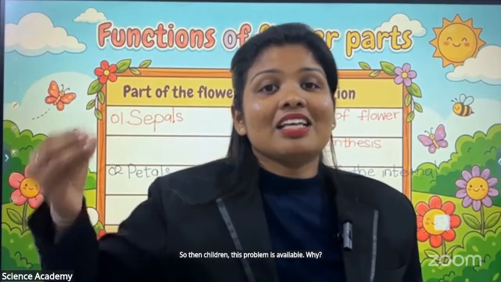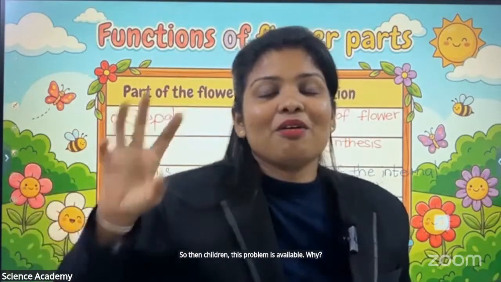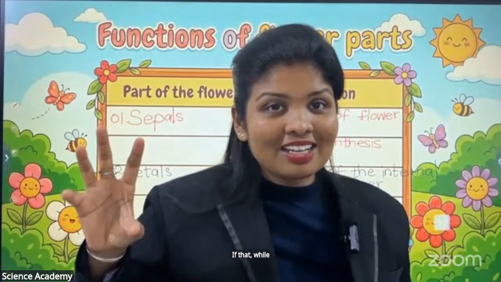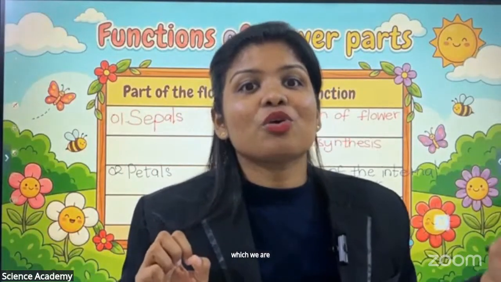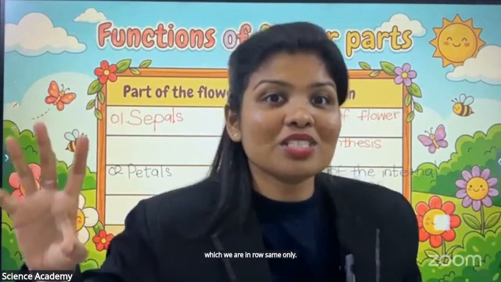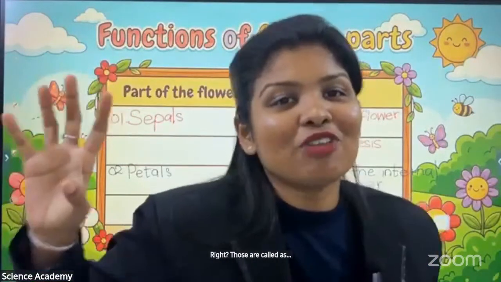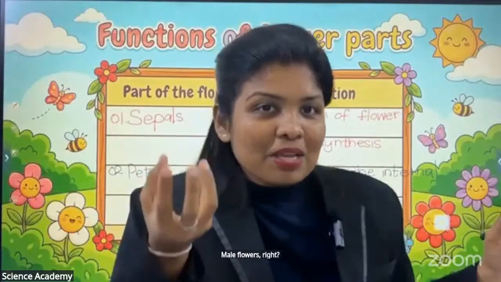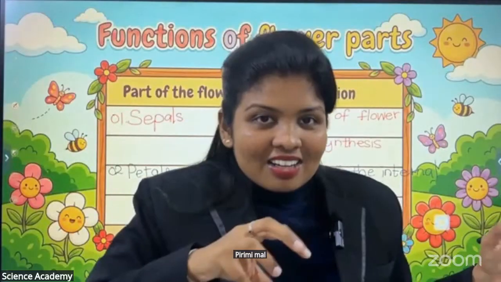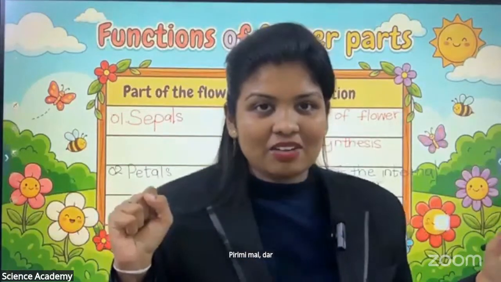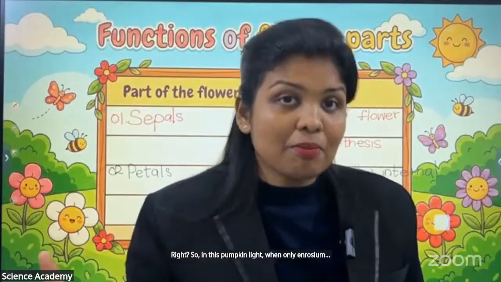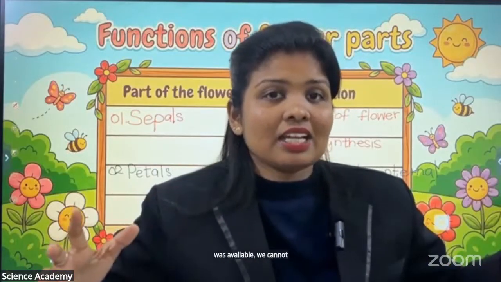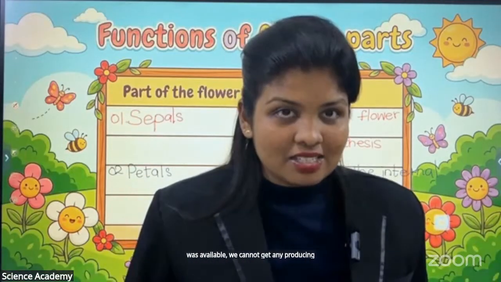Why? That vine has flowers bearing androecium only. Those are called male flowers. So in this pumpkin vine, when only androecium flowers are available, we cannot get any fruit from that vine.